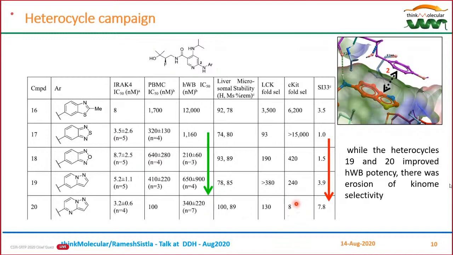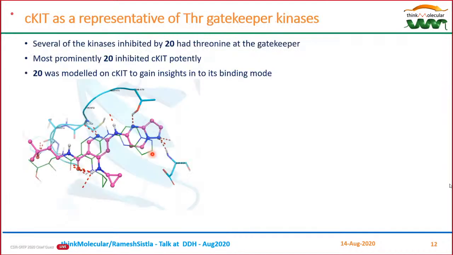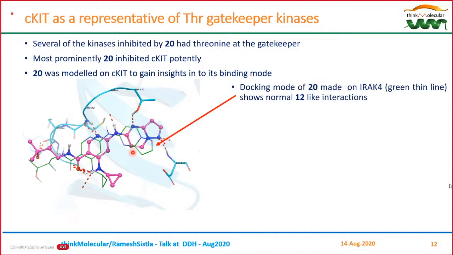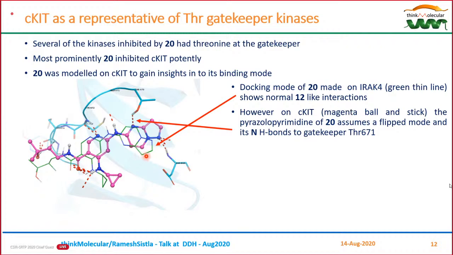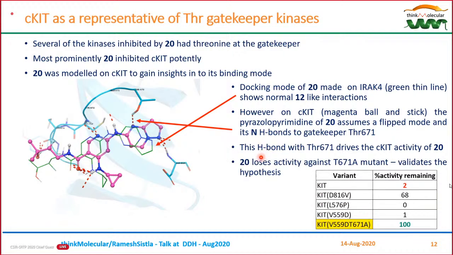So that is losing a lot of selectivity on c-KIT, which means it is this nitrogen that is the culprit. And what is that nitrogen doing? That nitrogen is making a hydrogen bond with this threonine. As I mentioned, the green compound is 20 modeled on IRAK4, and it has a very usual IRAK4 binding mode. I'm sure you are very familiar with that by now. Whereas on c-KIT, this new interaction was a revelation to us, and the flipped mode of this ring was what was causing it. As I have already made this point, this hydrogen bond with threonine 671 is what drove the c-KIT activity, as I just mentioned through the data of compounds 19 and 20.